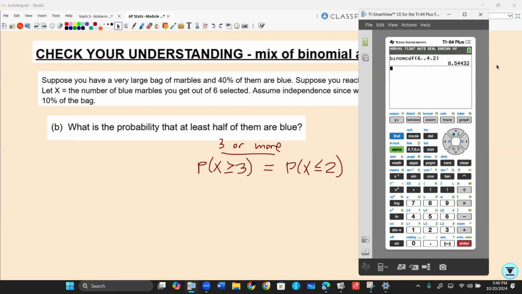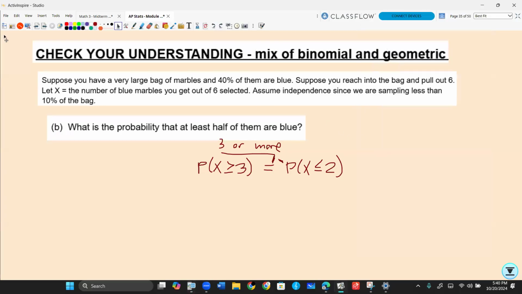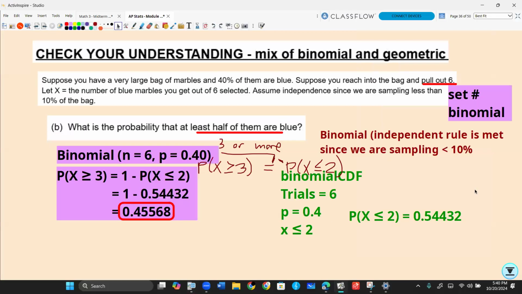And I forgot one thing on my write-up here. It's actually 1 minus that, because remember, we're subtracting it from 1. So your final answer will be 1 minus that answer. The probability of getting at least half of them, so 3, 4, 5, or 6 of them being blue, is going to be about 45.56%. Here's what you'd write.